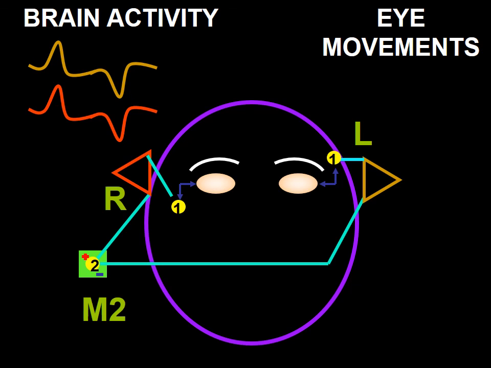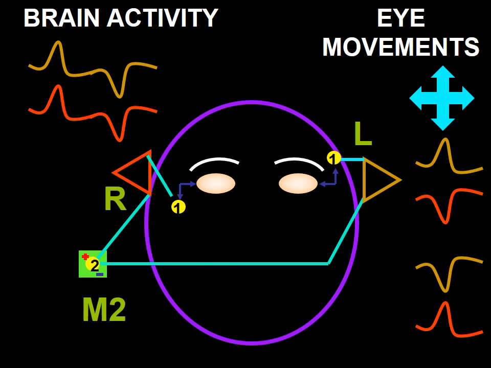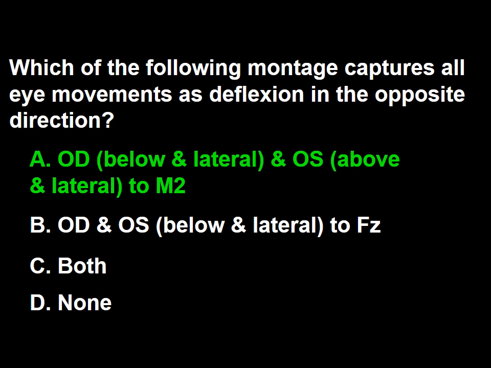On the other hand, eye movements, regardless of their direction, up or down, and to one or the other side, are recorded as out-of-phase activity, that is, waves going away from each other. So the answer to this question is A.